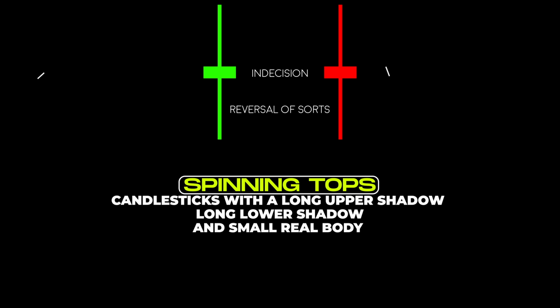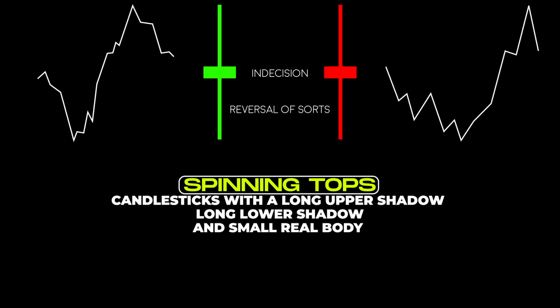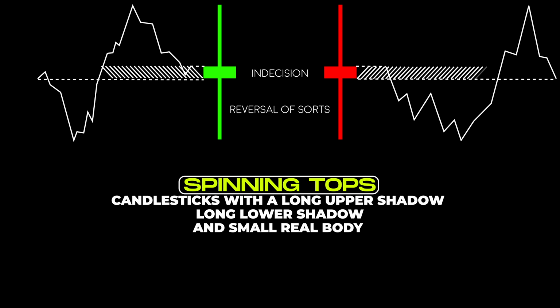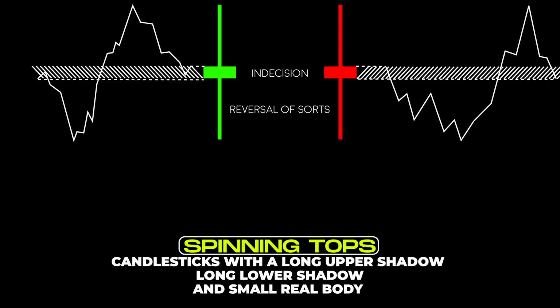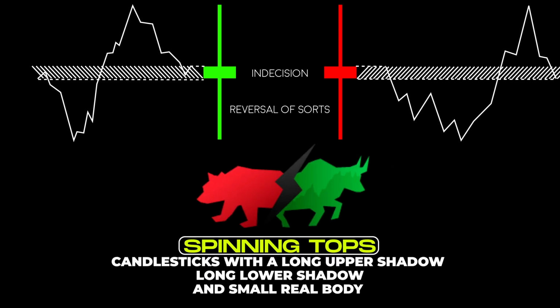The small real body, whether green or red, shows little movement from open to close, and the shadows indicate that both bulls and bears were active during the session. Even though the session opened and closed with little change, prices moved significantly higher and lower in the meantime. So neither buyers nor sellers could gain the upper hand, and the result was a standoff.